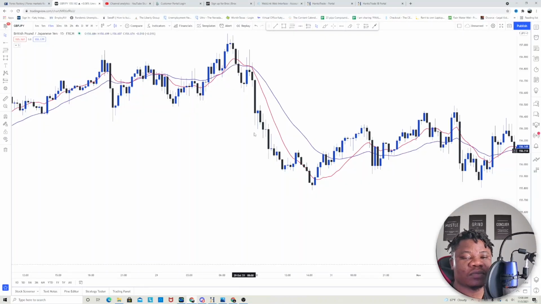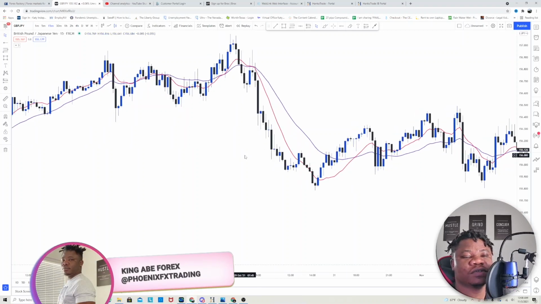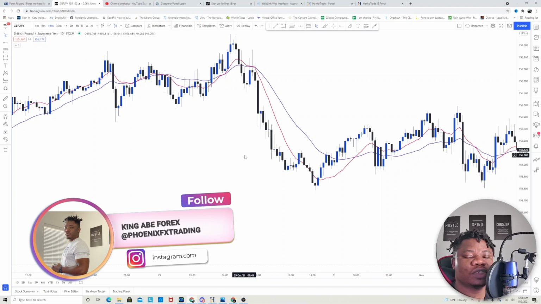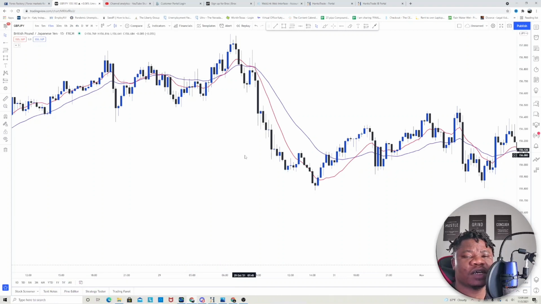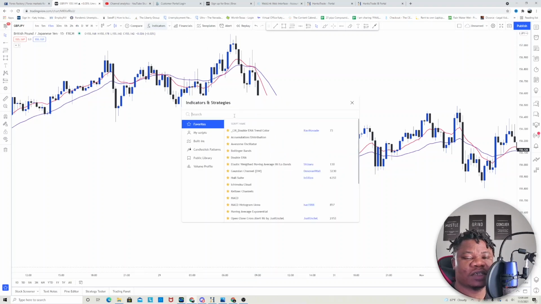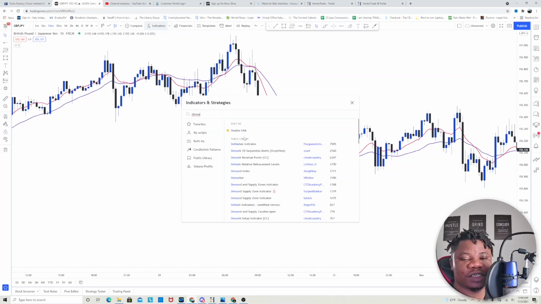So now, like I've told you guys earlier, we're going to be using two indicators on the 15-minute time frame. I want you guys to go to indicators and search for DEMA, D-E-M-A, which is this right here. It is the double exponential moving average.